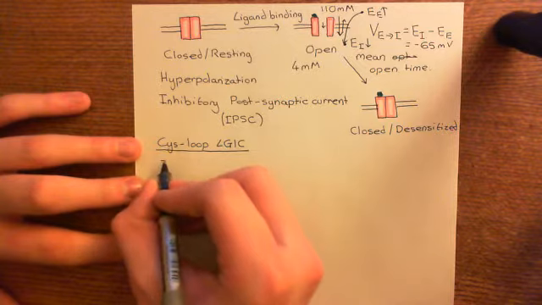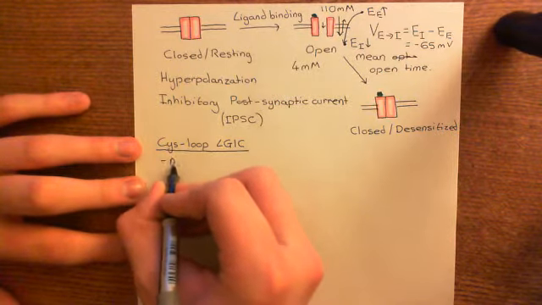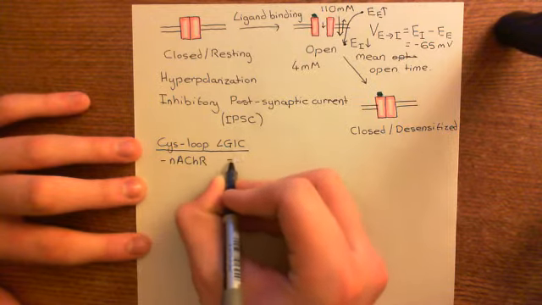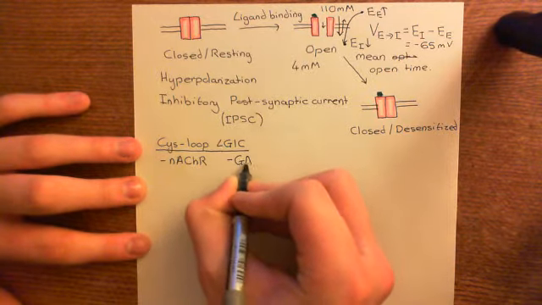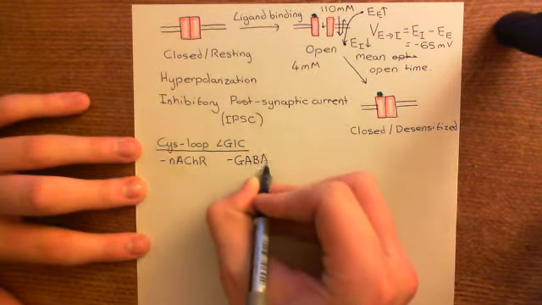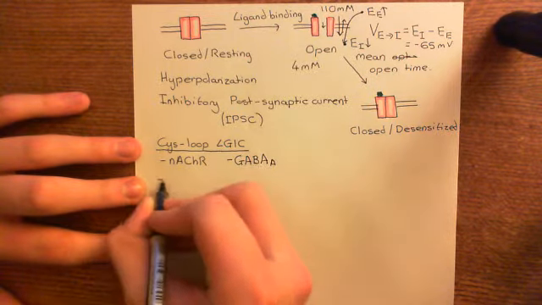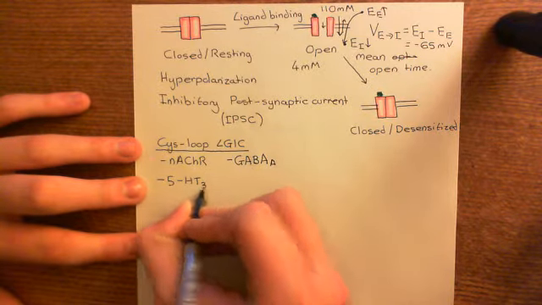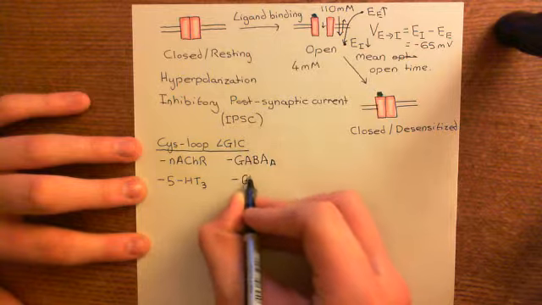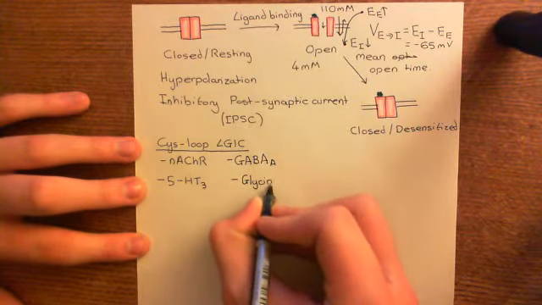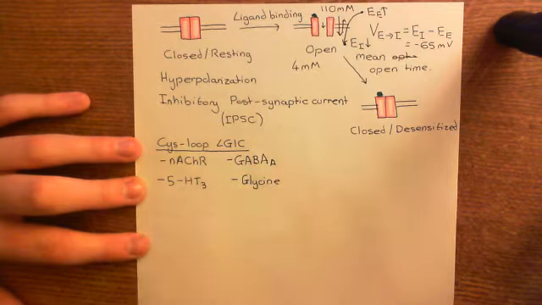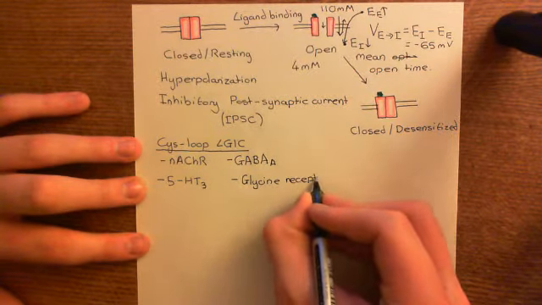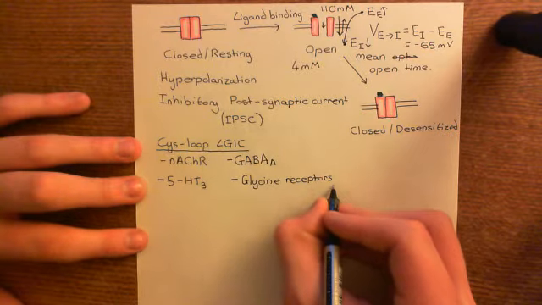So other famous members of the cis-loop ligand-gated ion channels are the nicotinic acetylcholine receptors and the GABA A receptors. They're the two biggies, they're very, very important. Then slightly less famous is the 5-HT3 receptors. And then this final family is the glycine receptors. I want to stress that these are whole families of receptors. Each one of these four members is not a single receptor, they are families of receptors. So we are going to study these glycine receptors.